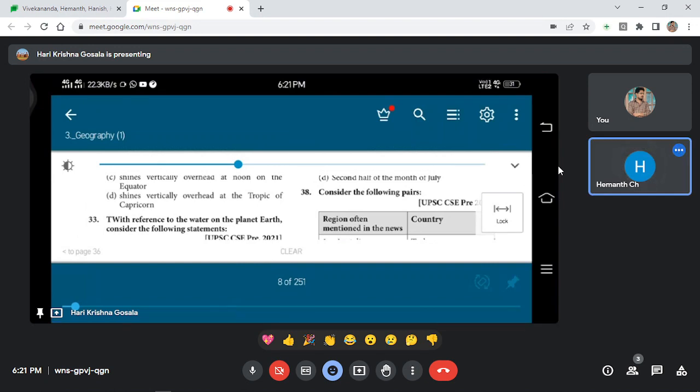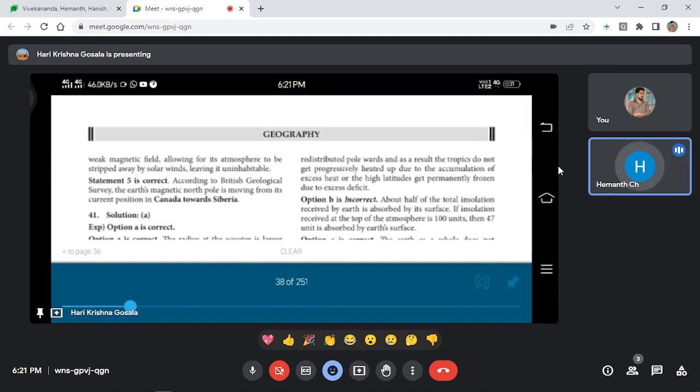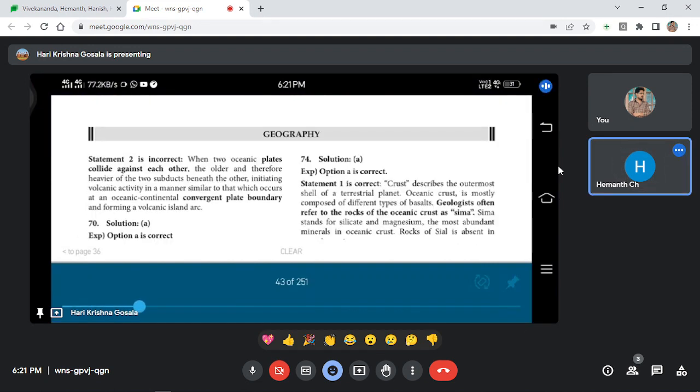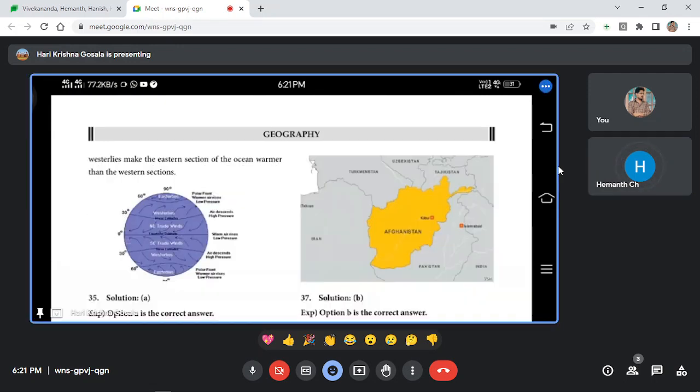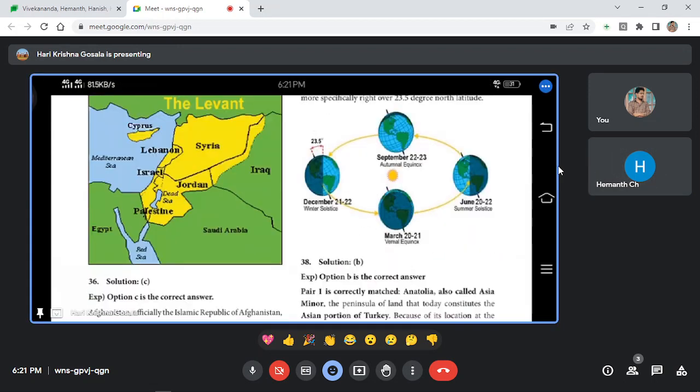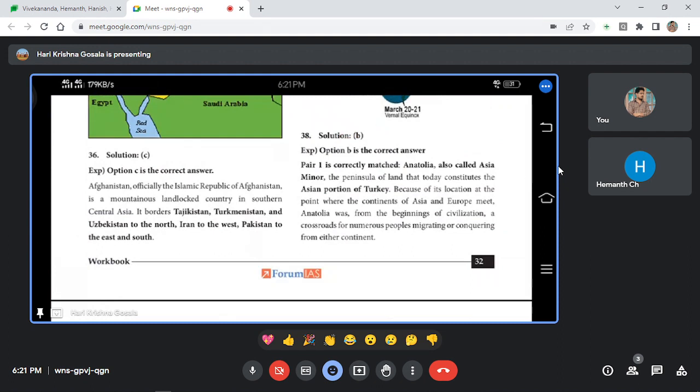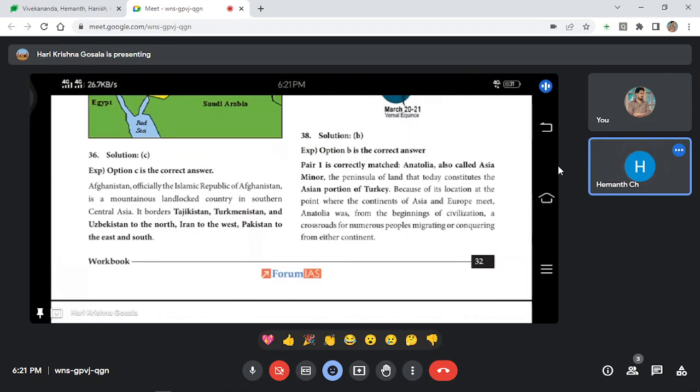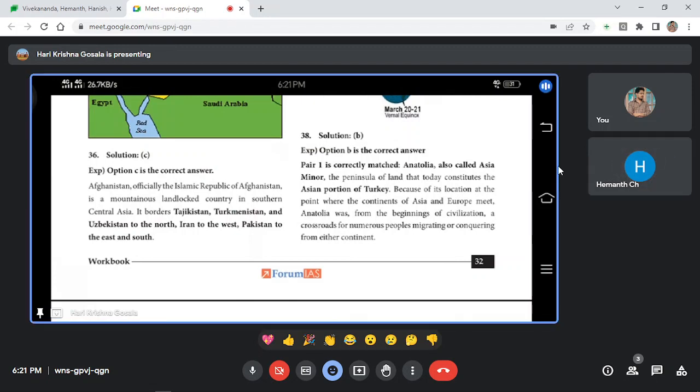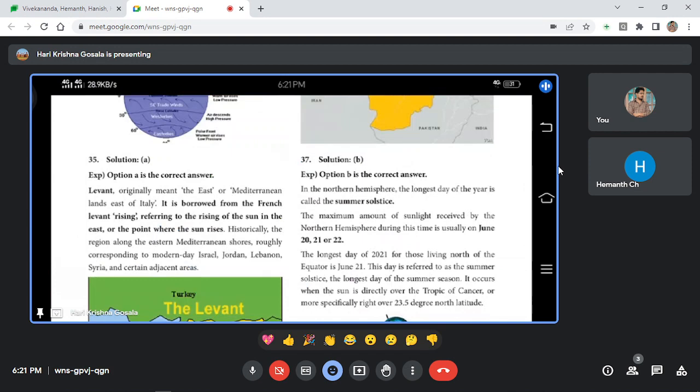Tajikistan, Turkmenistan and Uzbekistan. The north, Iran to the west, Pakistan to the east and south. Next.